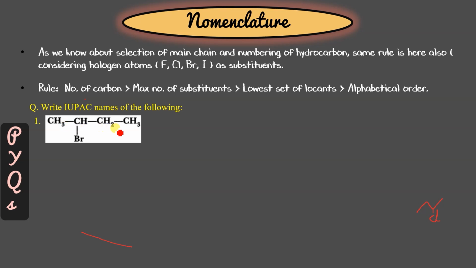This is CH3, CH2, CH3. Bia, what will be the name? Yes, very good. It is a simple question. 2-bromobutane. Yes. Now the next question is this. This is a little difficult, but if you try, it's not that much.